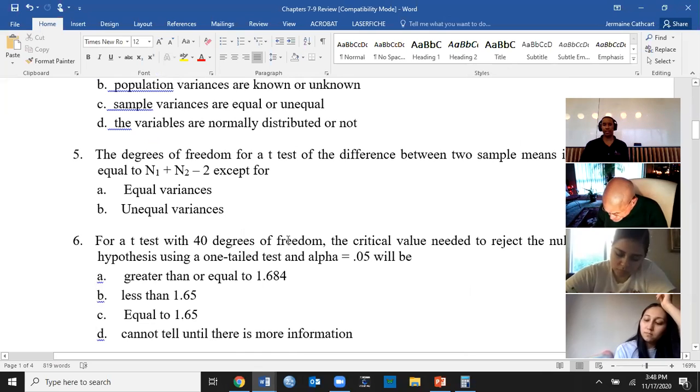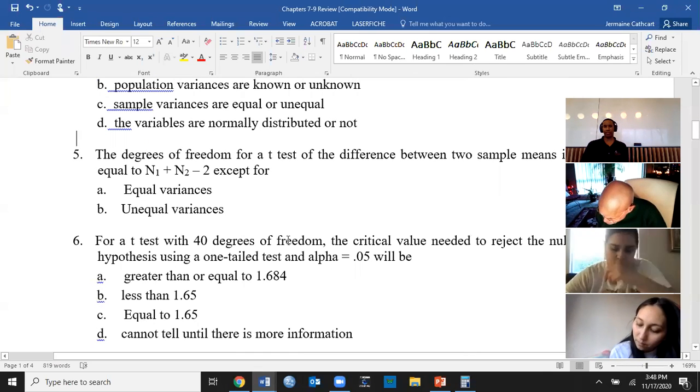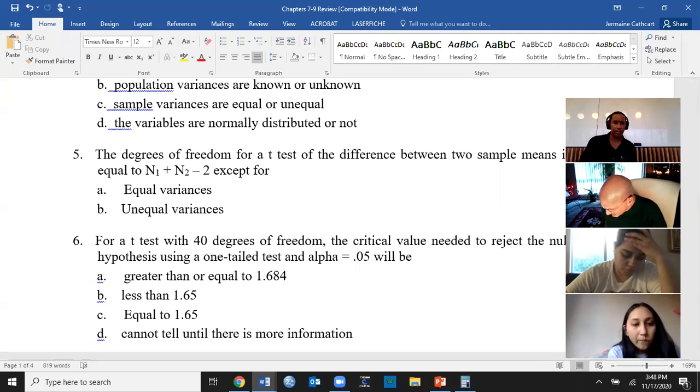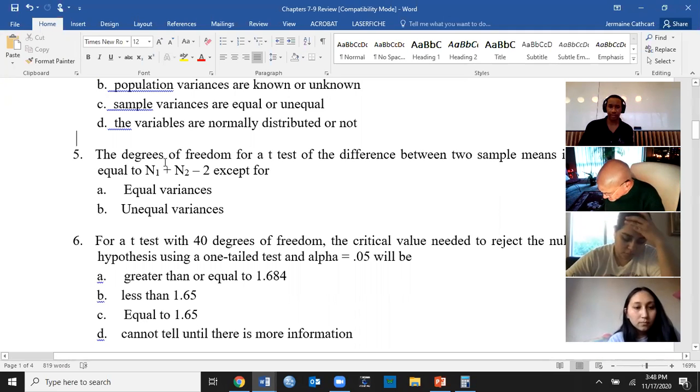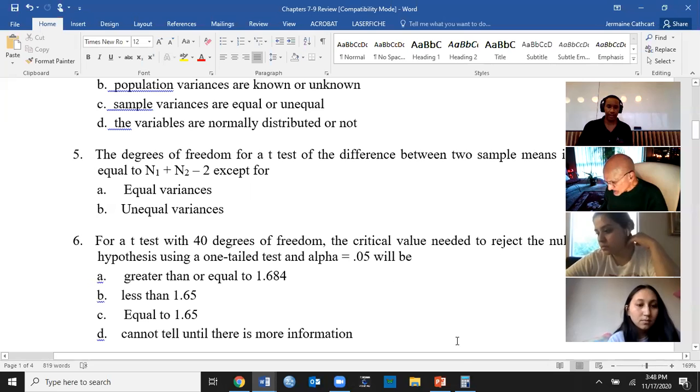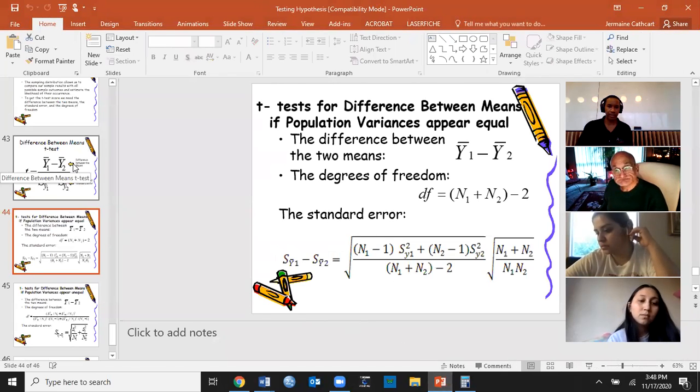All right, now the degrees of freedom for a t-test of the difference between two sample means is equal to n of the first sample plus the n of the second sample minus 2, which are the two restrictions, which are the two samples. So this is the degrees of freedom except for what? Unequal variance? Good. Okay, good. So it is unequal variances.